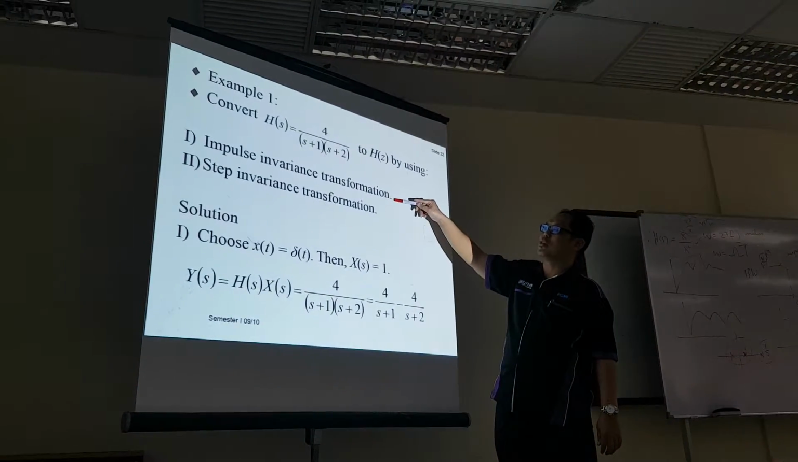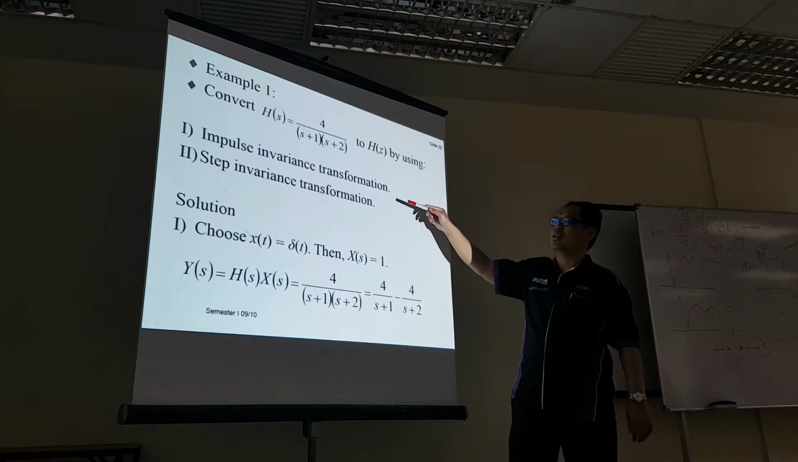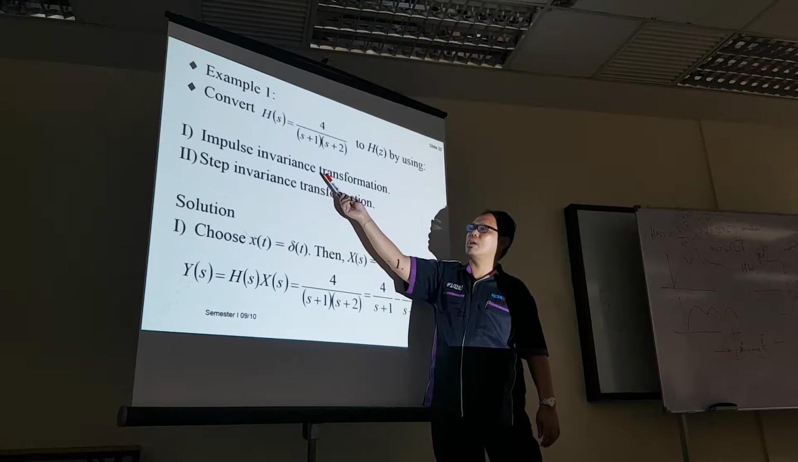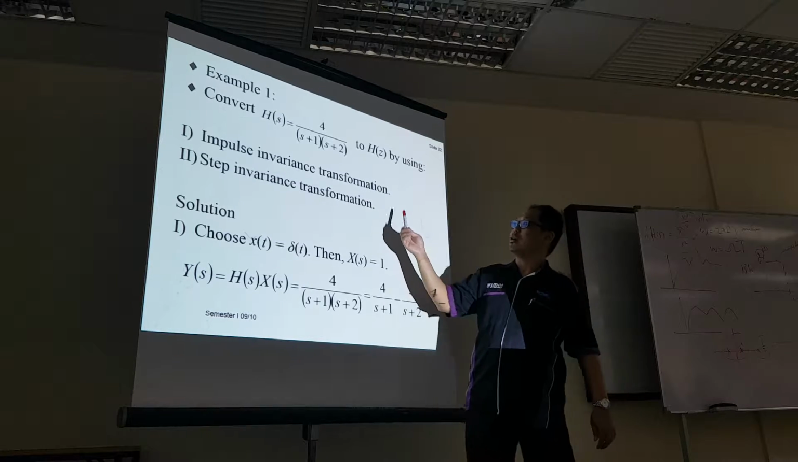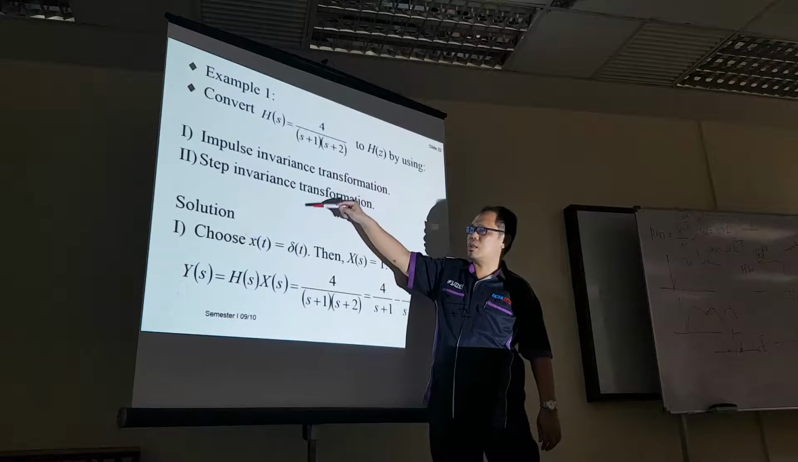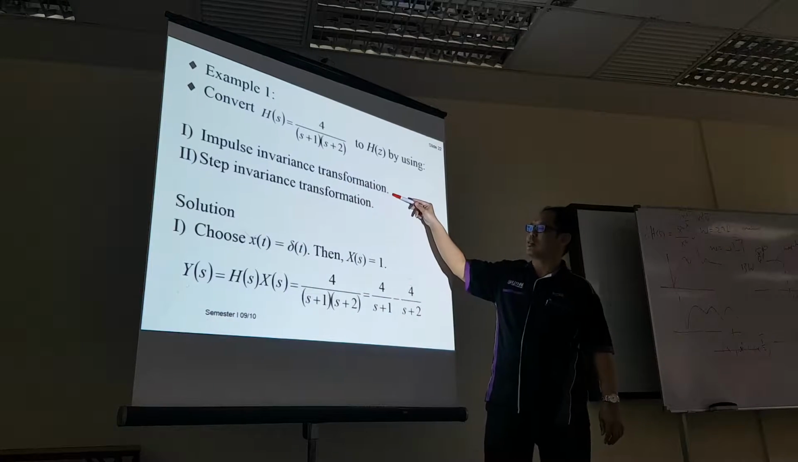Impulse invariant transformation and then step invariant transformation again. Which means here the input one will be impulse and then the other one will be step function. Okay. So let's say for the first one you do impulse. Choose x(t) equals delta(t) because it says use impulse invariant transformation.